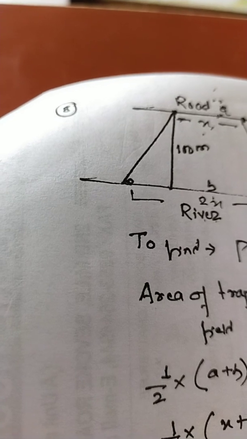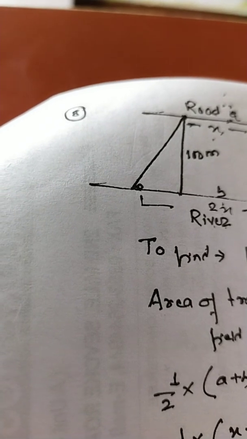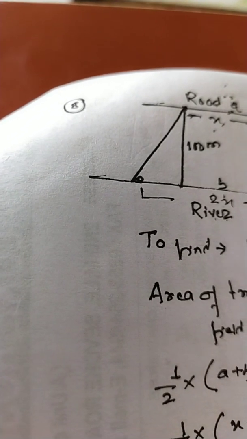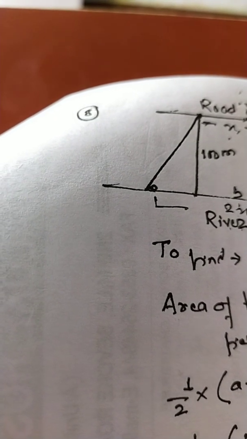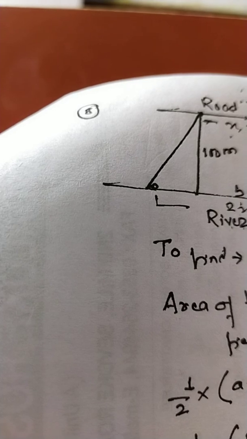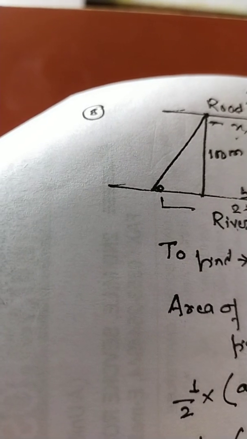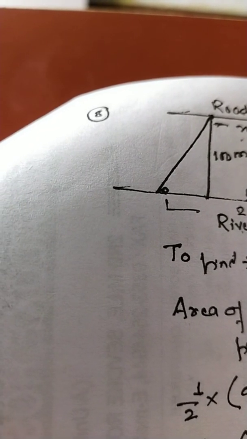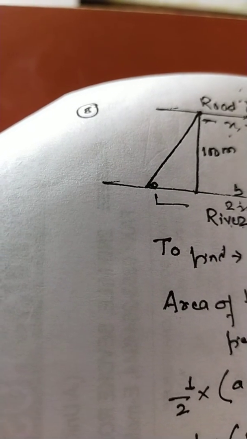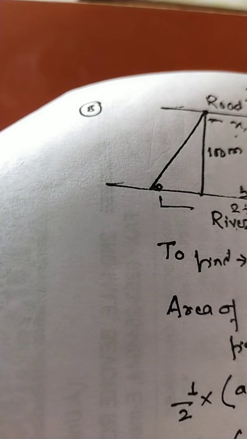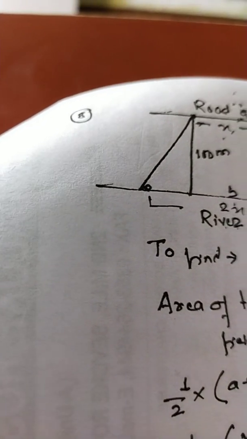Now in question number 8 you will find one figure given in the book. Mohan wants to buy a trapezium shaped field. Its side along the river is parallel to and twice the side along the road. If the area of the field is 10500 meter square and the perpendicular distance between the two parallel sides is 100 meter, find the length of the side along the river.